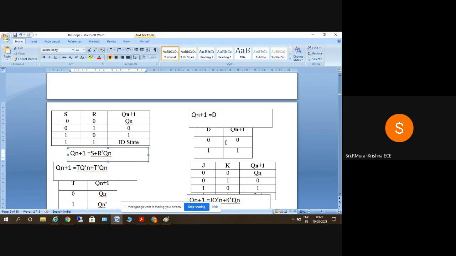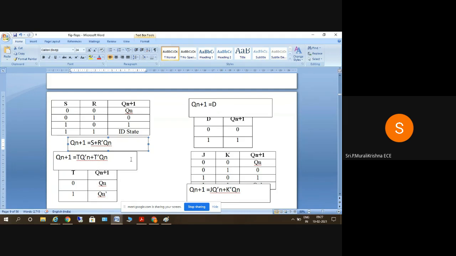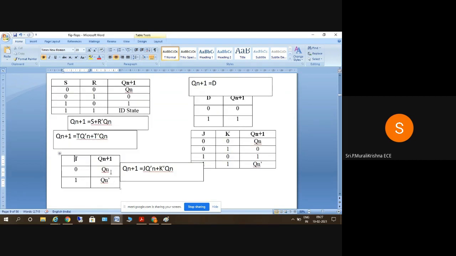And the D flip flop truth table is this one. D is equal to 0 and D is equal to 1. Q of N plus 1 will be equal to 0 when D is equal to 0, and Q of N plus 1 or T plus 1 is equal to 1 when D is equal to 1. So the equation is Q of N plus 1 is equal to D. Coming to the T flip flop, when T is equal to 0, the output is Q of N. When T is equal to 1, the output is Q bar of N. You will get the toggle state here.